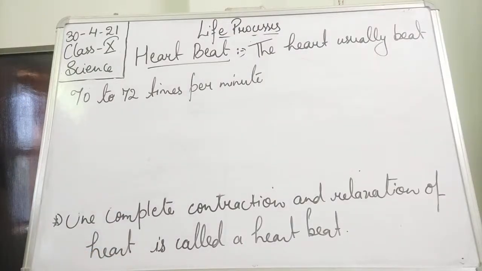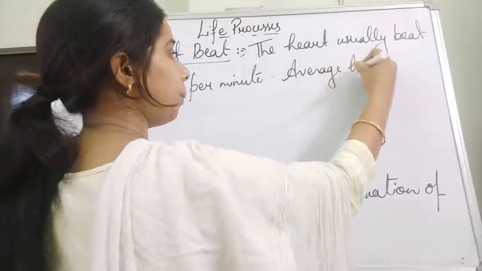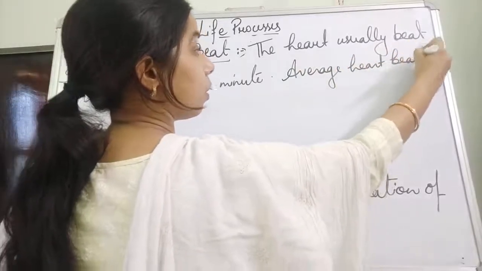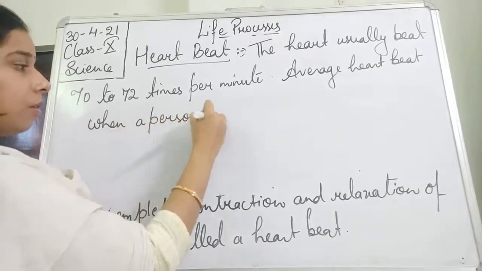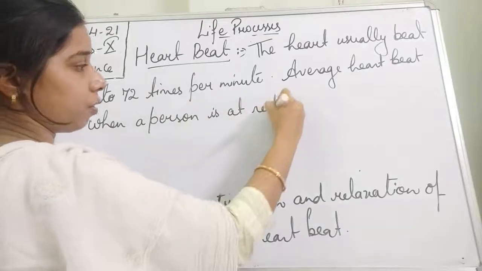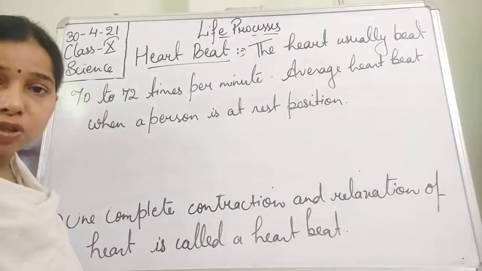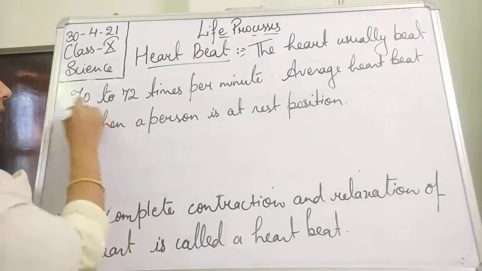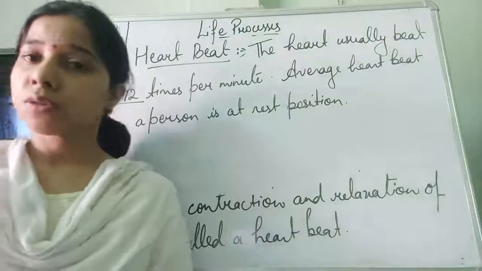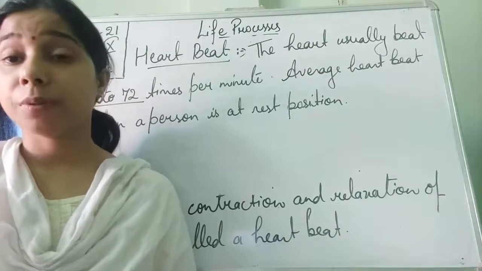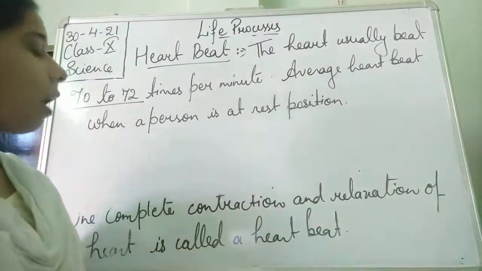So this is the average heartbeat when a person is at rest position. When a person is at rest position, the average heartbeat is 70 to 72 times per minute. So this is the average heartbeat of a person who is at a rest position, that is 70 to 72 times per minute.